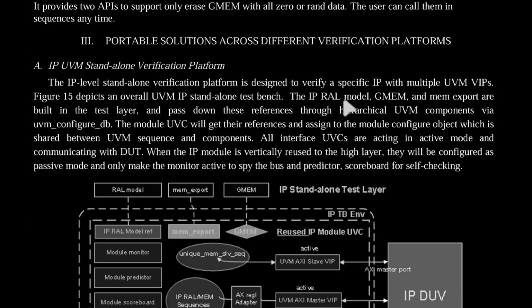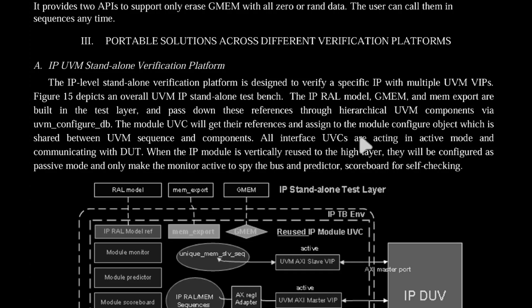The IP RAL model, GMEM, and MEM export are built in the test layer and pass down these references through the hierarchy of UVM components via UVM_config_DB. The module UVC will get the references and assign them to the module configuration object, which is shared between the UVM sequence and the component.